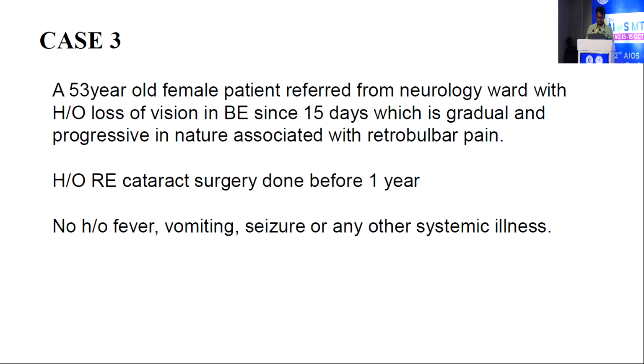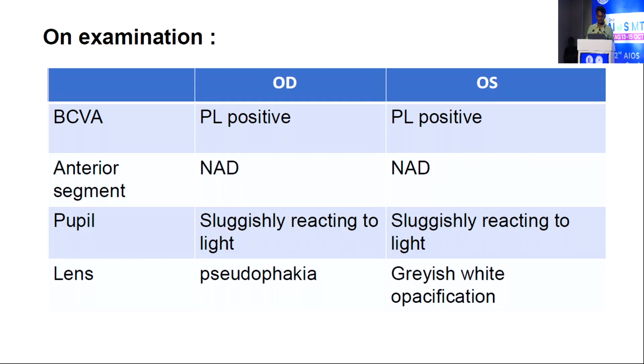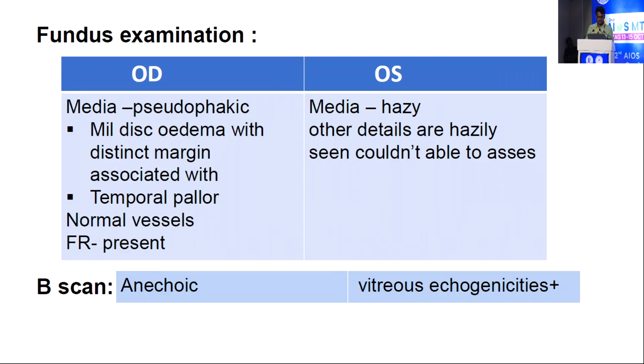History of cataract surgery done in right eye 1 year before. No other symptoms. On examination, best corrected visual acuity is also PL positive in both eyes. Anterior segment normal in both eyes. Pupil sluggishly reacting to light in both eyes. Right eye pseudophakia, left eye grayish white opacification was noted. On fundus examination, right eye mild disc edema with a distinct margin, associated with temporal paleness; in left eye the fundus was hazily seen. B scan was done: right eye anechoic and left eye vitreous echogenicity present.